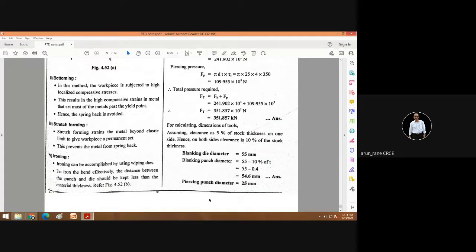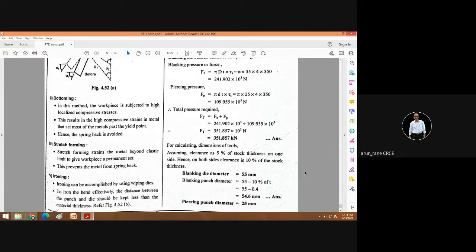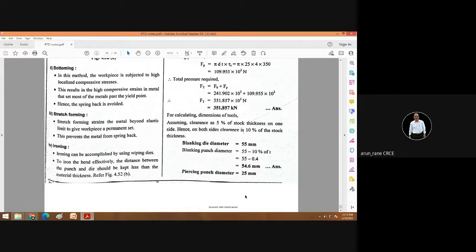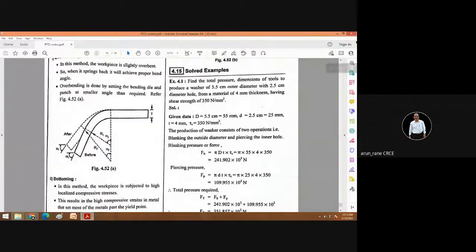और piercing का जो डाई रहेगा उसका साइज क्या रहेगा, you have to add in the die. So piercing die size will be 10% of the thickness, 5% per side, so 0.4. So what will be the piercing die size, 25.4. Okay, so this will cost you 5 marks ये पूरा. ठीक है, so that was your sheet metal operation.